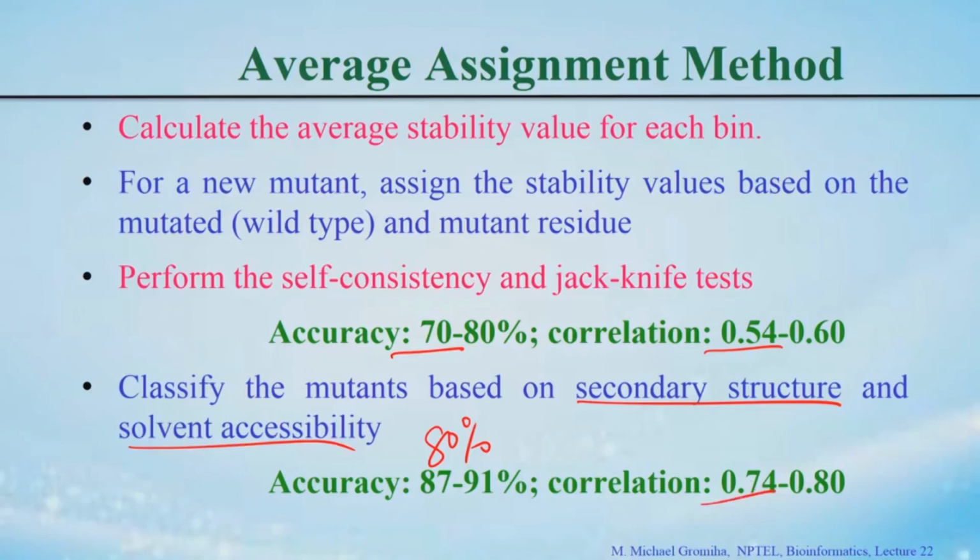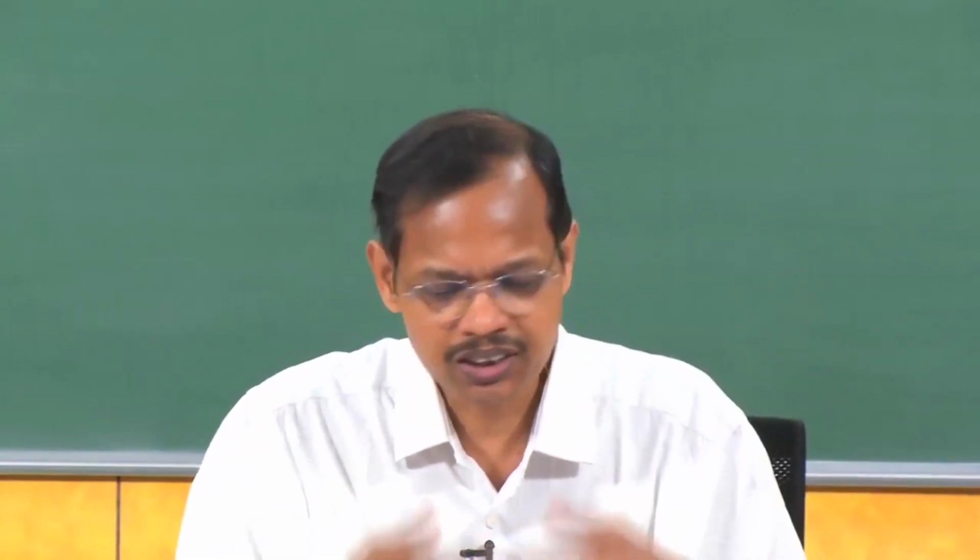So that means if you make any method, this is the minimum accuracy and correlation you can get, just from assigning the method. Now, you can add more information to increase the performance. Let us see what the other different methods are.